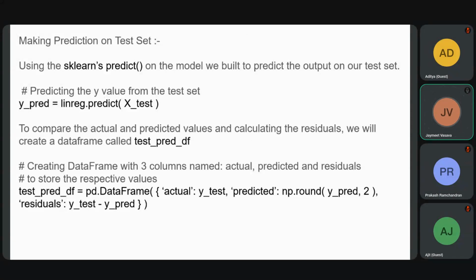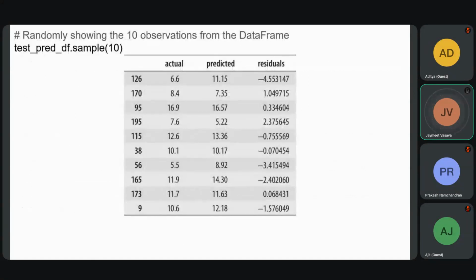So test spread df is a pd.DataFrame, giving it the corresponding values. And when we just print out 10 samples of the data frame that we just created, this is the screenshot of it.